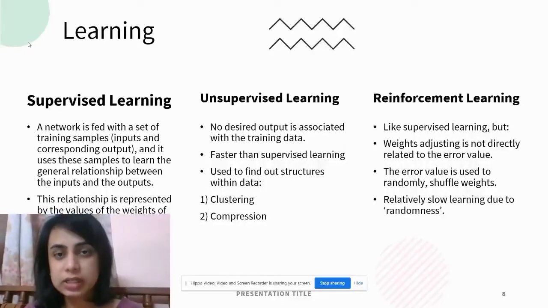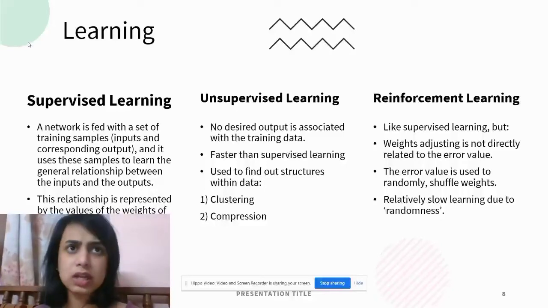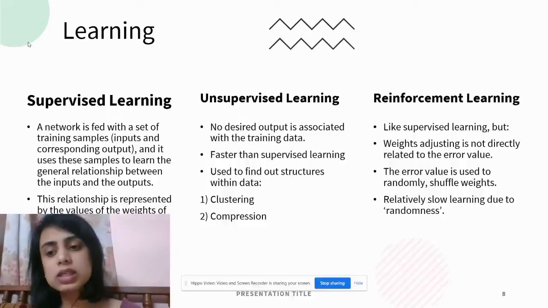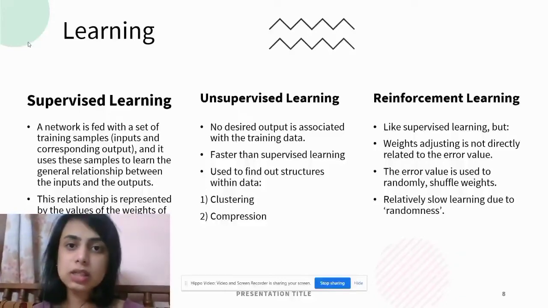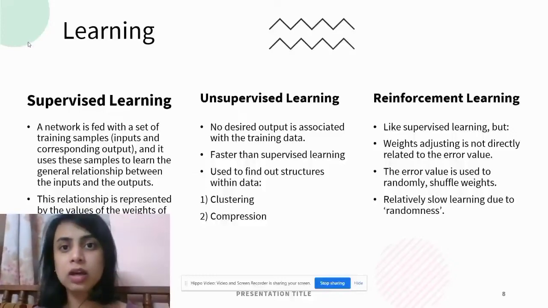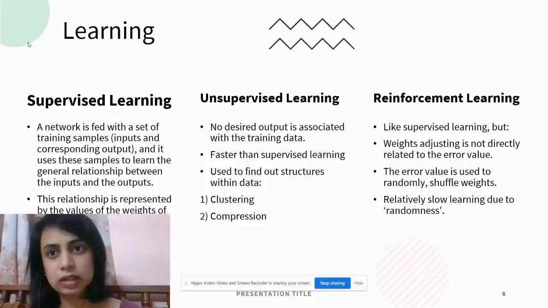Next segment that we have is the learning segment, how an artificial neural network learns on its own. So basically, it is categorized into three different parts, that is supervised learning, unsupervised learning, and reinforcement learning. A network is fed with a set of training samples, inputs and corresponding outputs, and it uses these samples to learn the general relationship between the input and the output. This relationship is represented by the values of the weights of the trained network that is carried out with the input to the hidden layer, and subsequently the output represents the relationship.